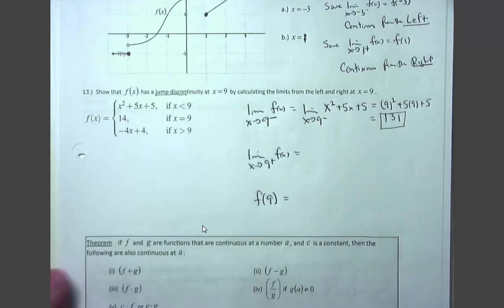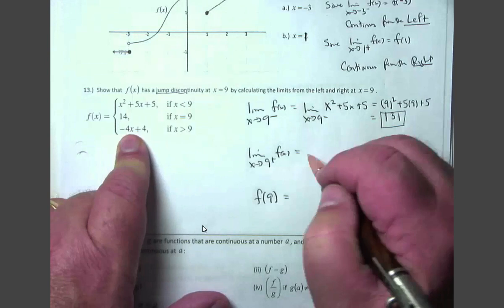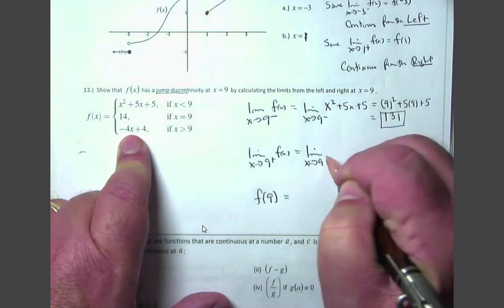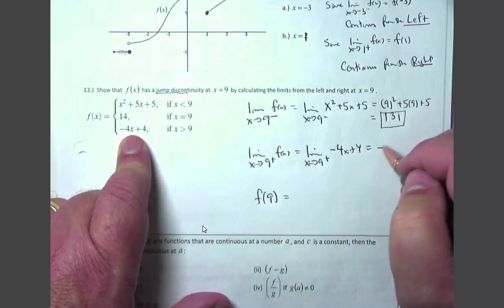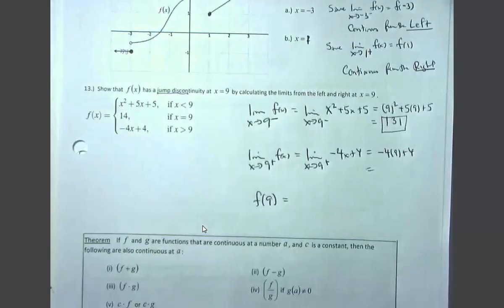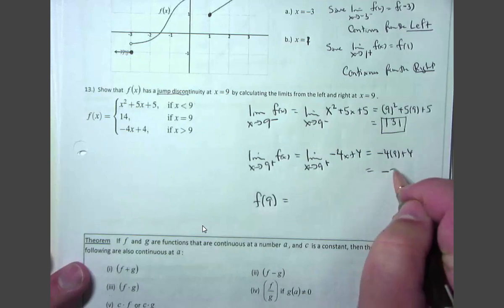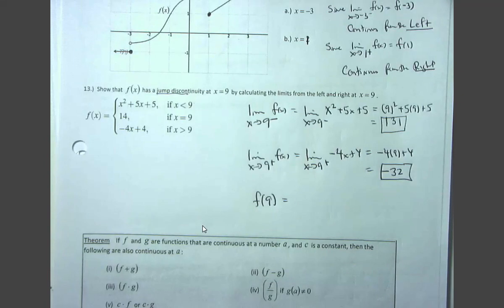What is the limit as x approaches 9 from the right? That means I'm plugging in numbers slightly bigger than 9. Since I'm bigger than 9, I'll use the bottom function. This will be equal to the limit as x approaches 9 from the right of negative 4x plus 4. First rule of limits is plugging in a number. That'll be negative 4 times 9 plus 4. Let's do some math in our head. Negative 4 times 9 is negative 36. Plus 4 is negative 32. So the limit from the left as x approaches 9 is 131. The limit as x approaches 9 from the right is negative 32.